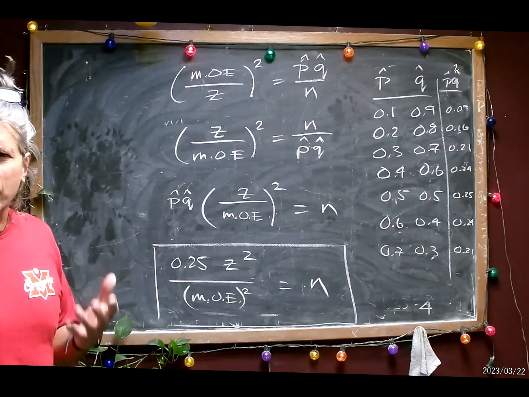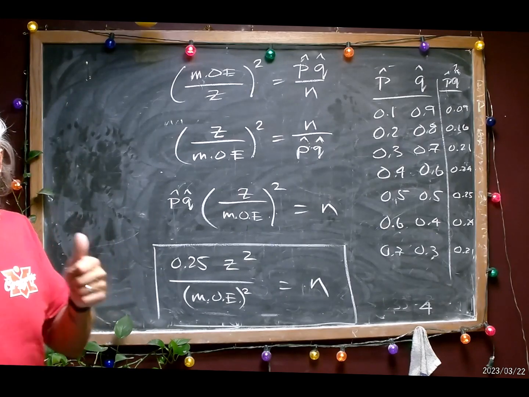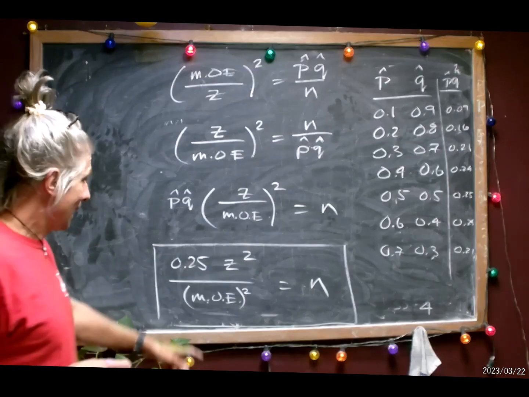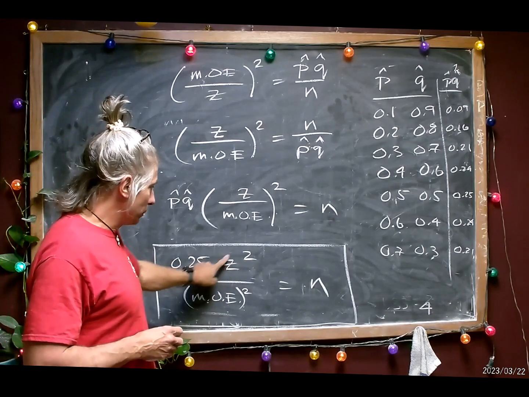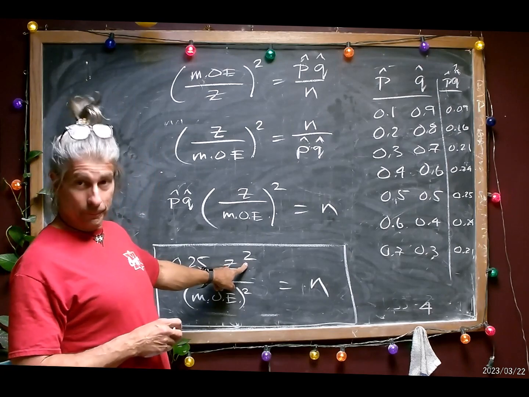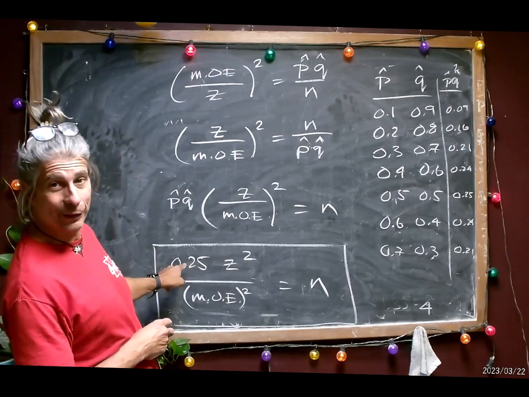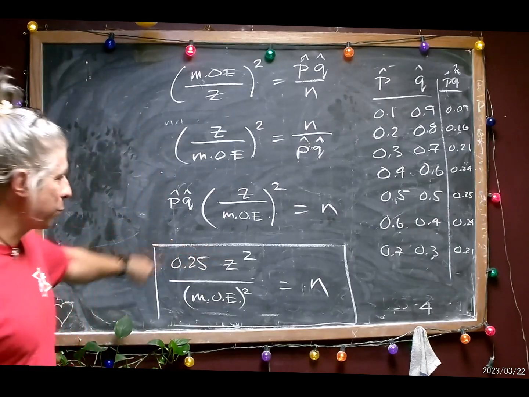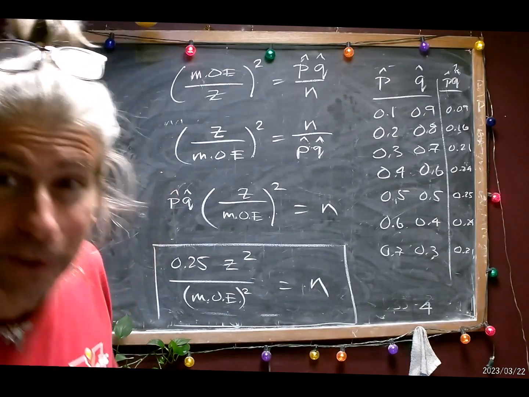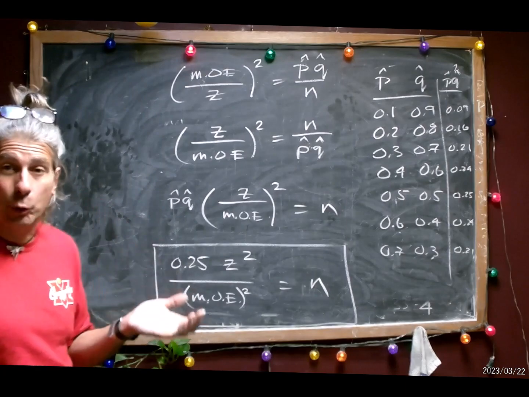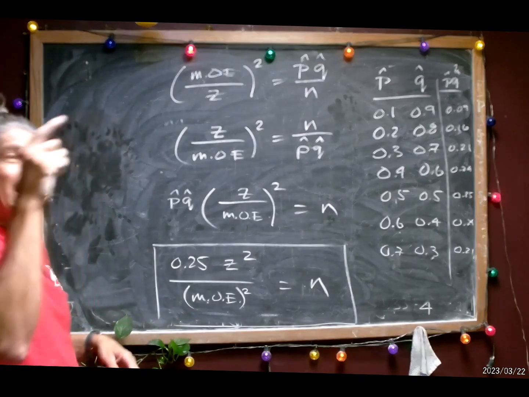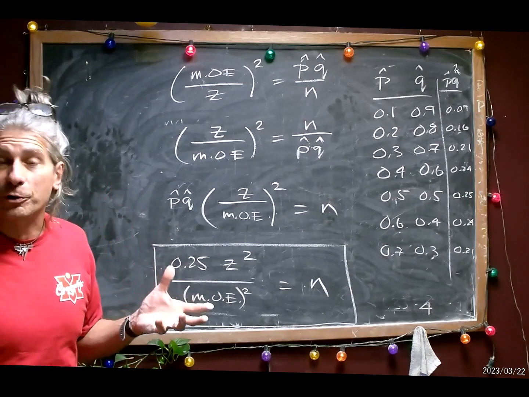And what's actually really kind of cool, if you operate at 95% confidence, which a lot of times we do, that is going to be 2. 2 squared is 4. This is 4. That's 1/4. So that numerator actually equals 1. So if you know you're always going to be at 95% confidence, that's even kind of cooler. Then it's just 1 over whatever the margin of error is squared.